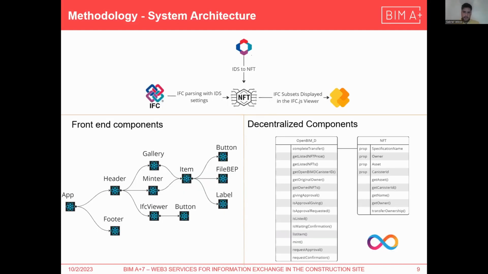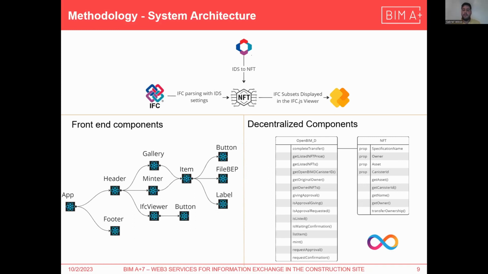These 25 user stories can be understood in a simpler way in this system architecture, considering that what we aim for here is to generate NFTs based on the IDS files, and these IDS files will parse the IFC to provide only the subsets of data for the actors that will work on this data using an IFC.js viewer. For the front-end components of this application, we rely on React technology, and here is the structure of the components. On the right side, we have the decentralized components that work as a backend.